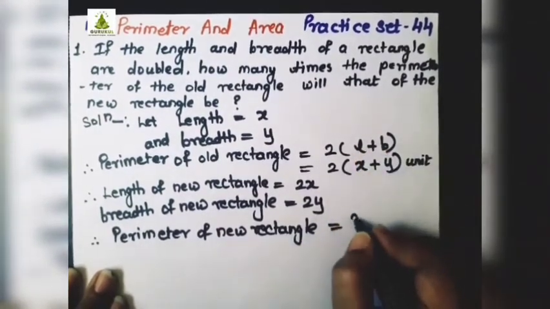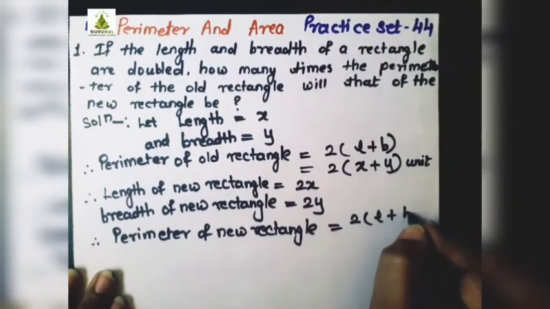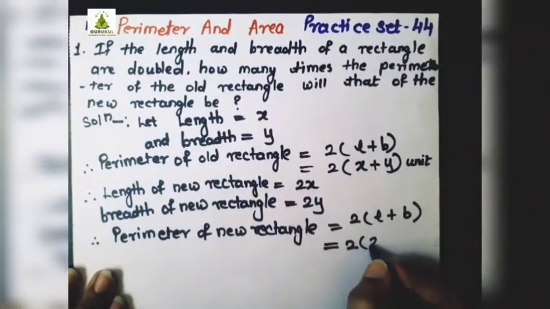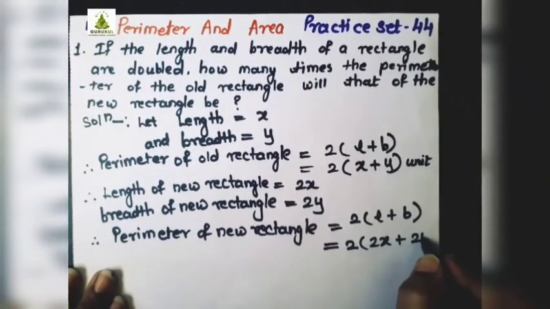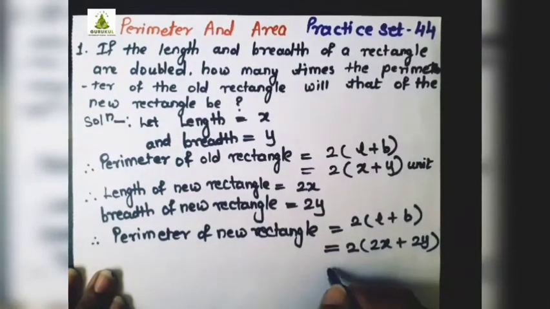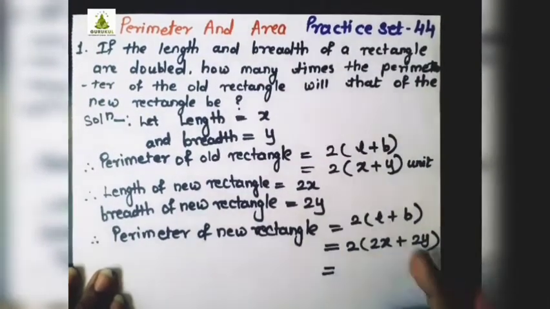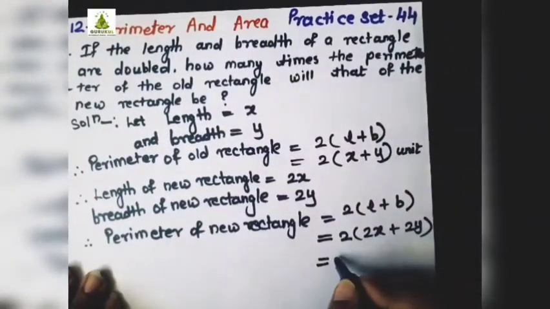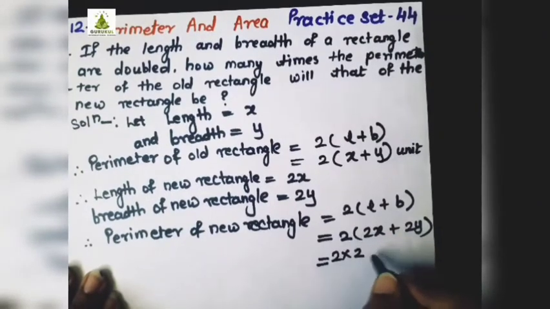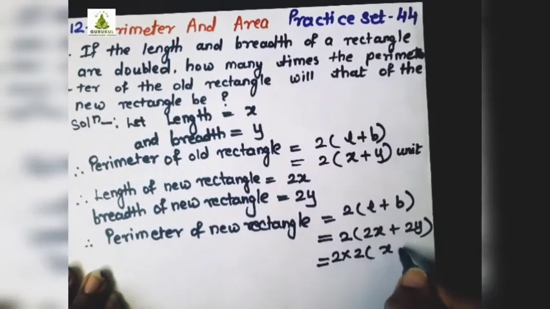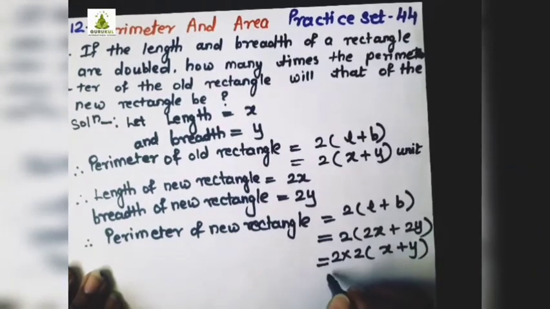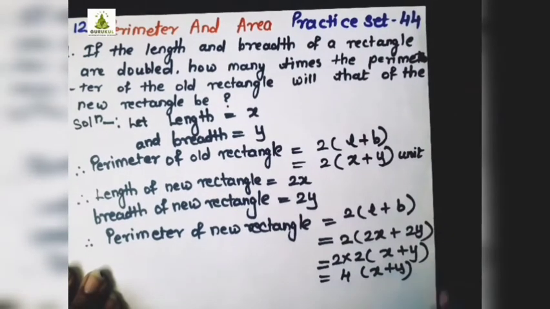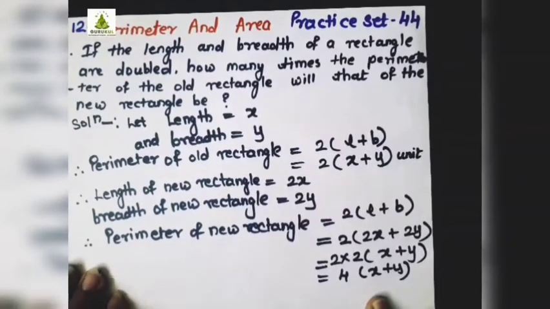First we write the formula, 2 into bracket L plus B, then substitute the values. 2 will be as it is. What is L? 2x. What is B? 2y. These two we can take out common. If you divide this bracket by 2, then you can write this 2 outside, that is 2 into 2 in bracket, x plus y remains. So 2 into 2, 4 into x plus y. So this is the perimeter of the new rectangle.